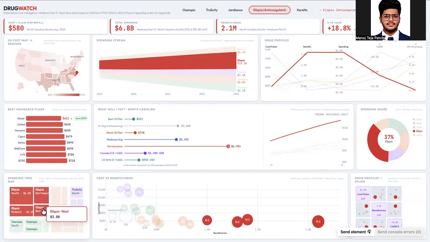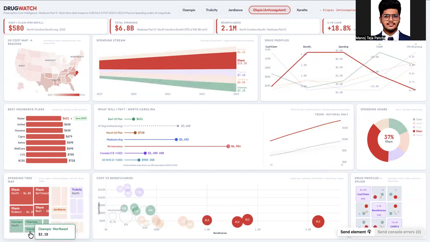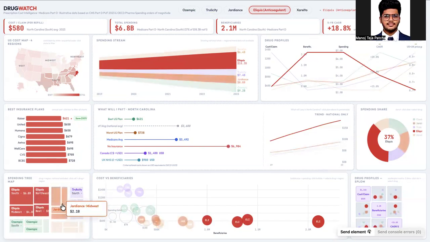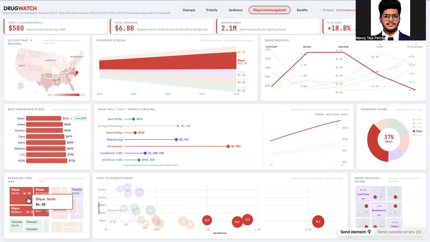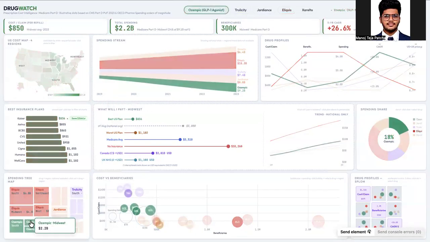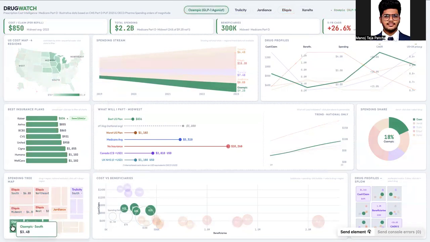You see the regional breakdowns are present everywhere, like the West, Midwest, Northeast, and everything. Simultaneously, this reveals that the South region for Eliquis has the highest overall spending due to its large beneficiary population. Also, you can see it's way darker than the others. Ozempic. So you see the North, the Midwest, and the Northeast are kind of darker.